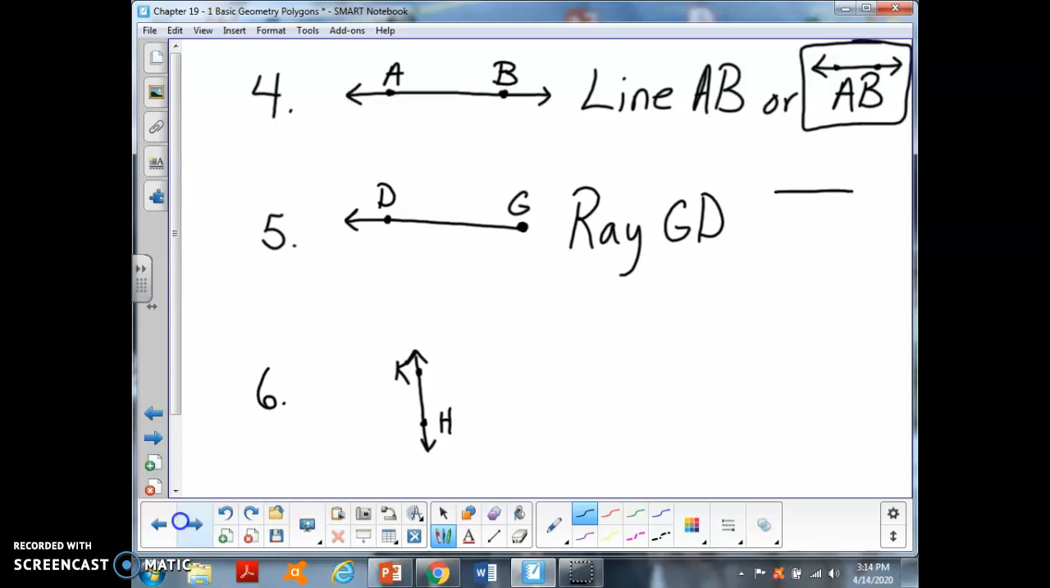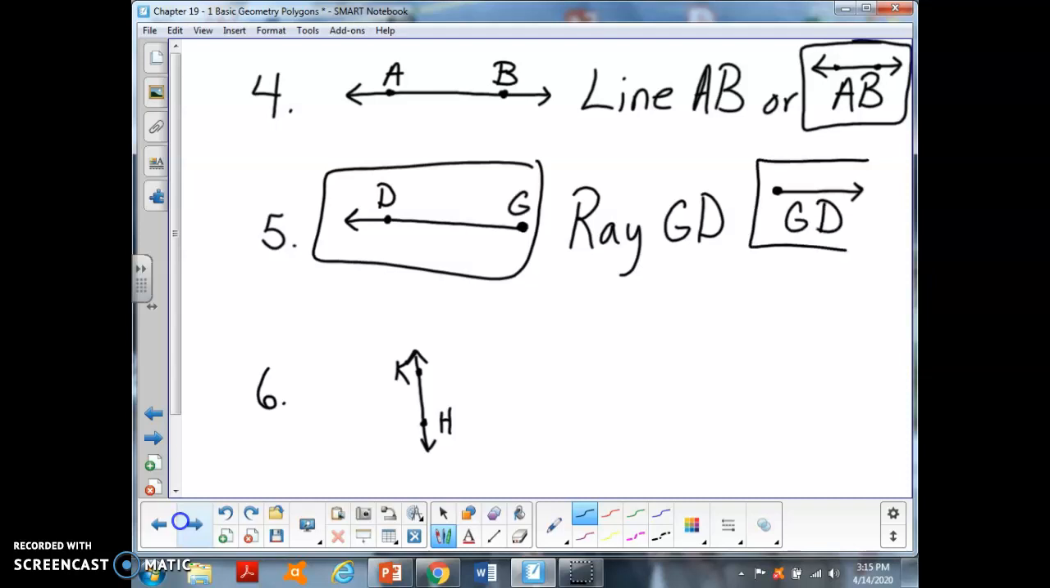Now, I'm going to label it. I'm still going to go left to right. That's the way we label. Even though over here it's written this way, we're going to write it from left to right. And it's ray G, D. That's how we would do it. That's a little tricky because it's written backwards on the worksheet.